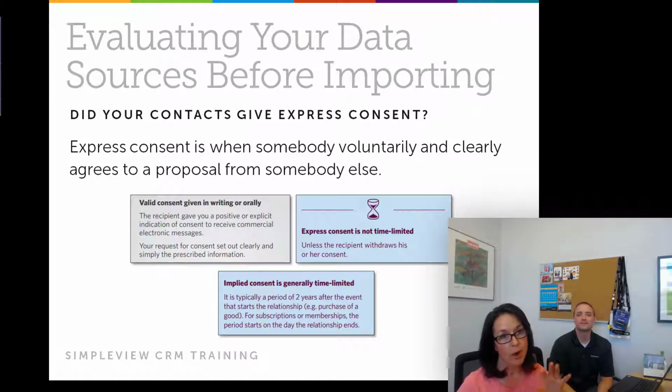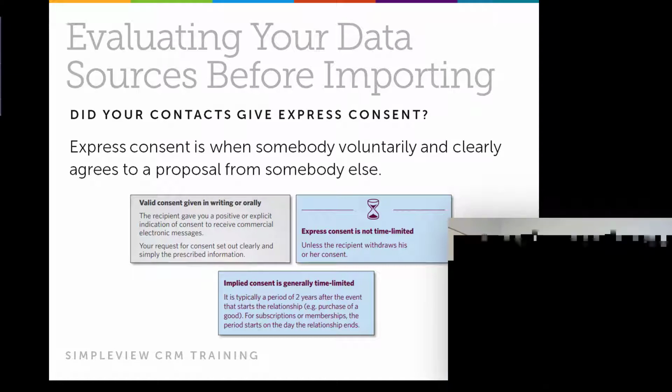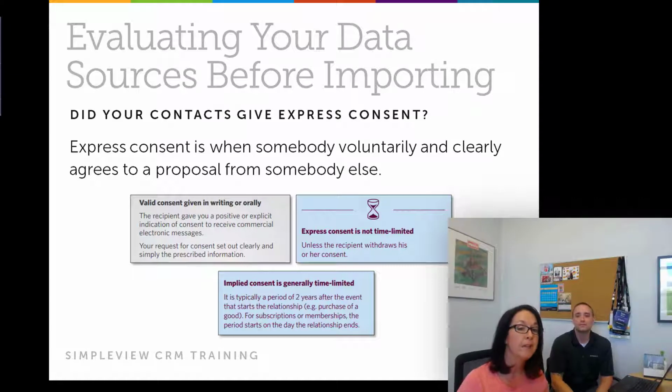And I'm sorry, I'm probably going to end up reading most of this just because it's a lot of words, not always easy to remember. So remember, when you're gathering consent, express consent is when the recipient has given you a positive or explicit indication of consent to receive commercial electronic messages. So in other words, they are saying that you do have permission to email them.